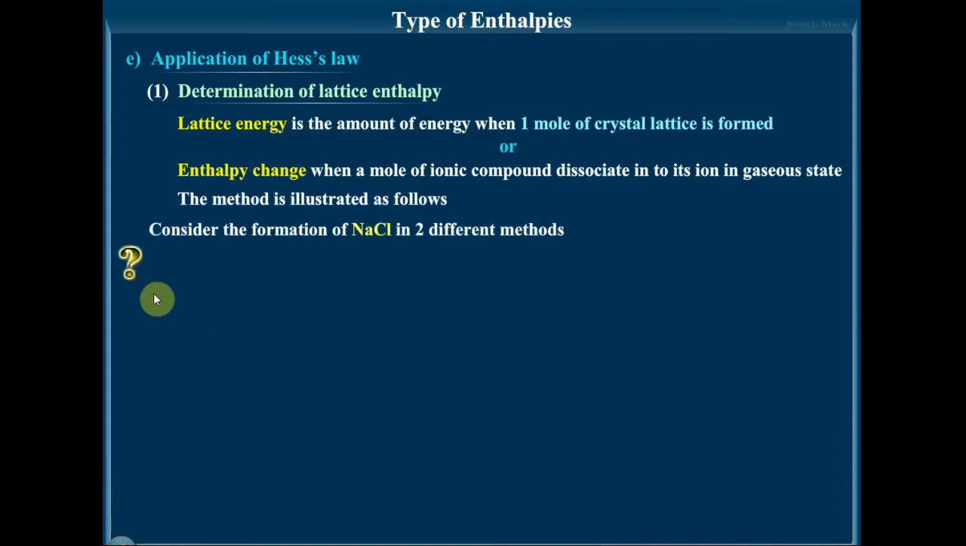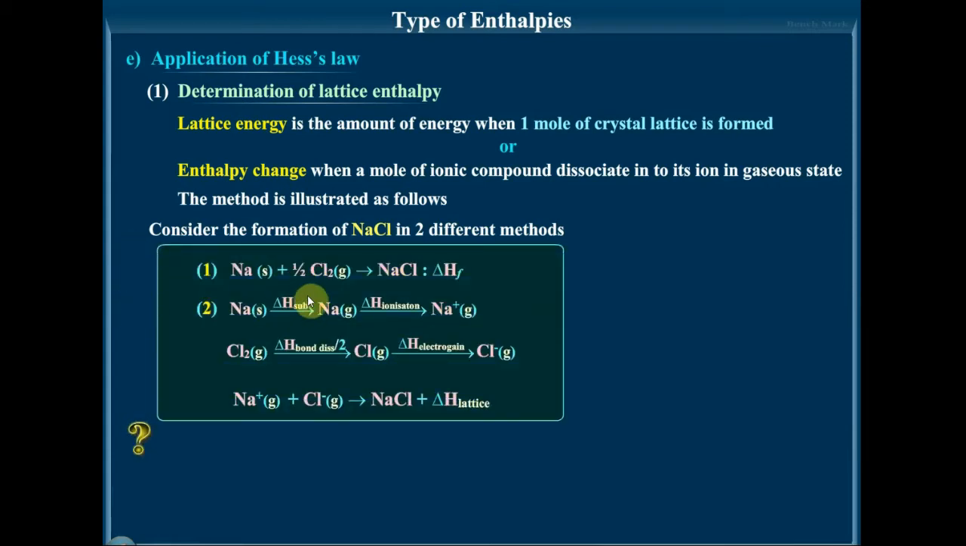So one example of Hess's law, determination of lattice enthalpy, consider the formation of NaCl. So NaCl can be prepared in two different methods, just like I had explained about carbon dioxide. Here also we are taking another example of NaCl. Look at the first step, the general reaction. NaCl can be prepared from solid Na and chlorine in the gaseous state. And this direct formation of NaCl from solid Na and gaseous chlorine is called the delta H formation.